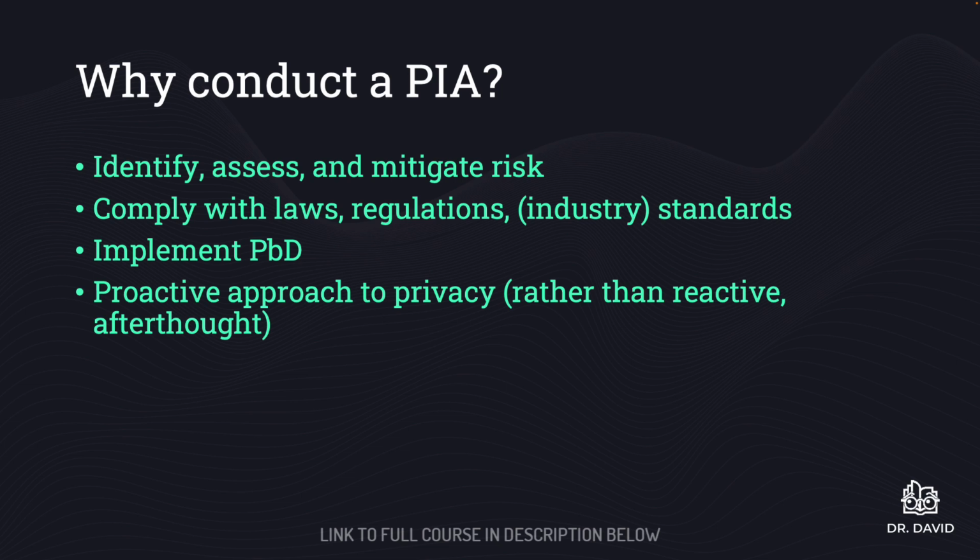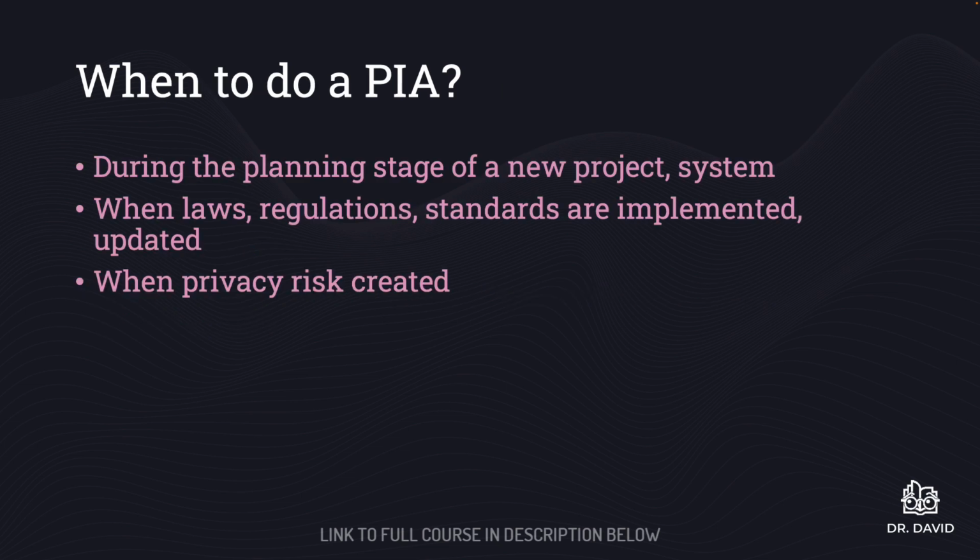By getting involved early in the software development or procurement process, privacy professionals are able to implement controls to help identify and mitigate risk. When should we do a PIA? Well, as we also just mentioned, during the planning stage of a new project or system. Of course, we want to do it when laws, regulations, and standards require.